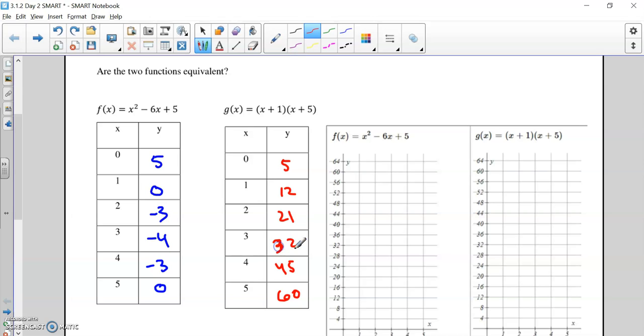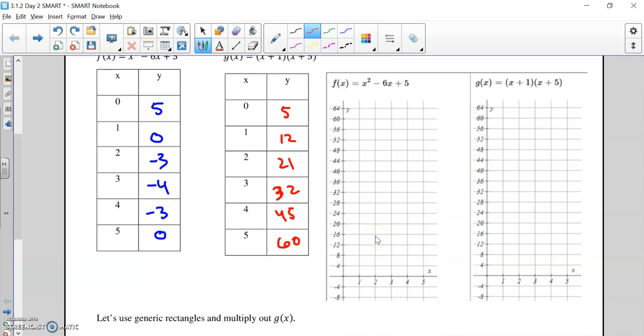All right. So now that we have all of our table values, we're going to go ahead and plot them. So for f of x, we have 0, 5. We'll go somewhere over here. This is going to be very approximate. Don't worry about it being extremely accurate. So -2, -3 is going to be here somewhere. I'm going to go ahead and pause the recording so I can plot these and I don't use up too much recording time.